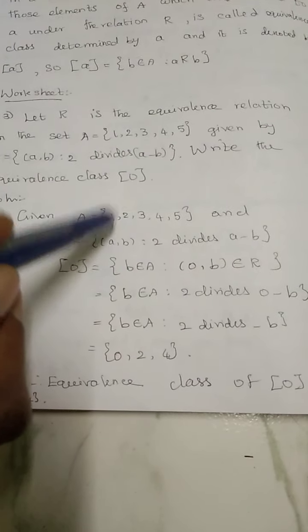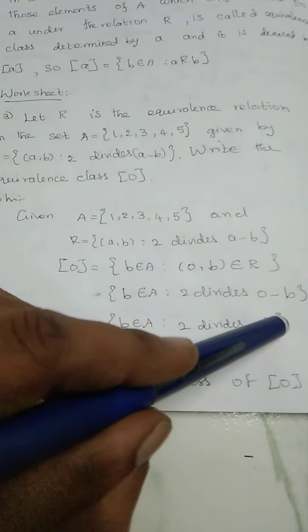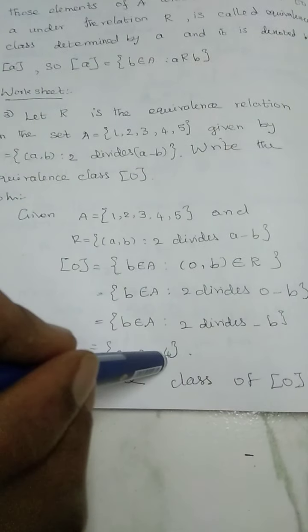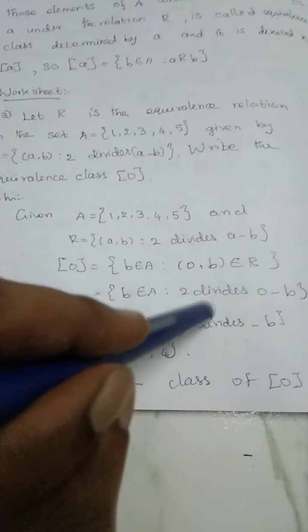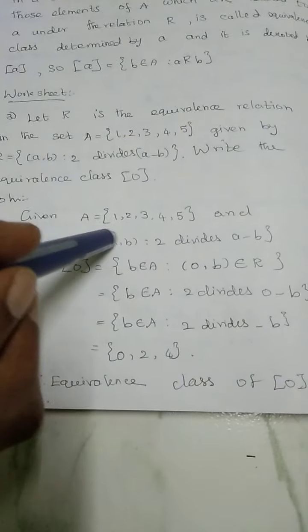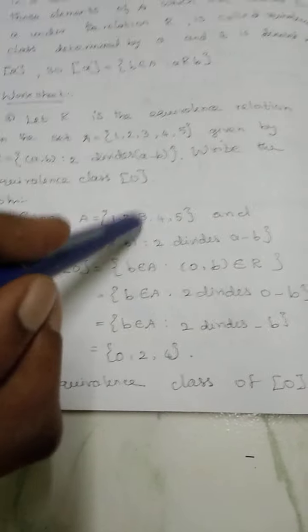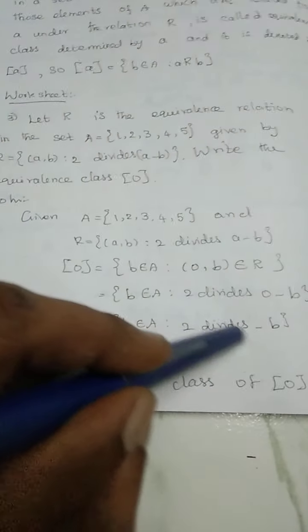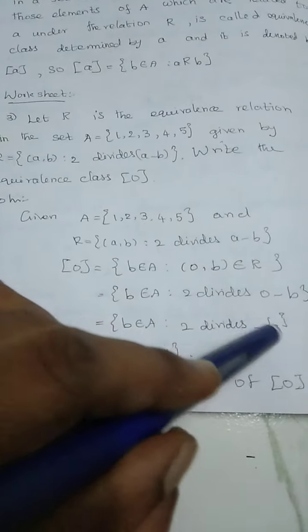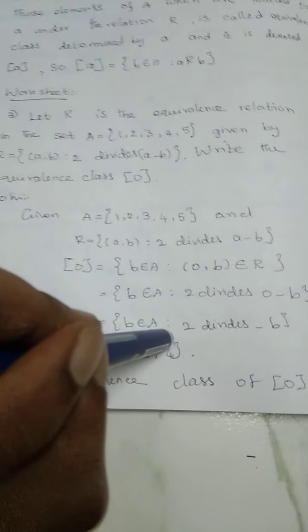The first element is 1. Applying here, we get minus 1. Minus 1 divisible by 2 is not possible, that is, not without remainder. So this is not considered in the equivalence class of 0. Next we move to 2. Applying here, minus 2 is divisible by 2. So this is possible.